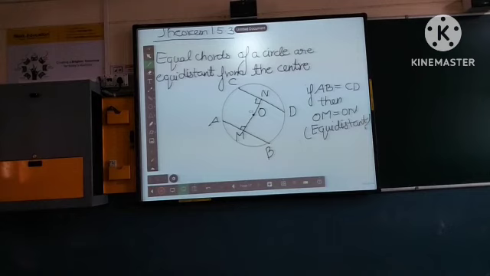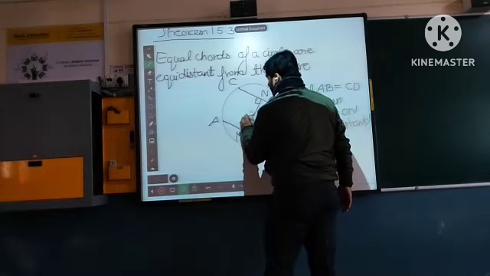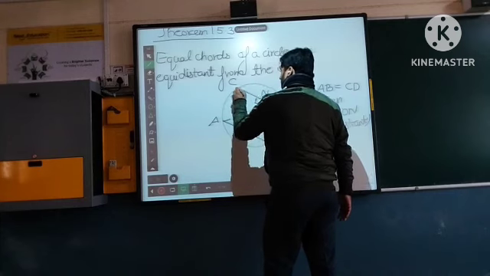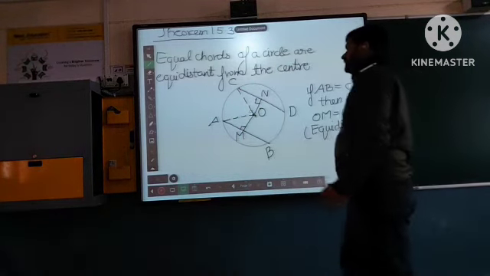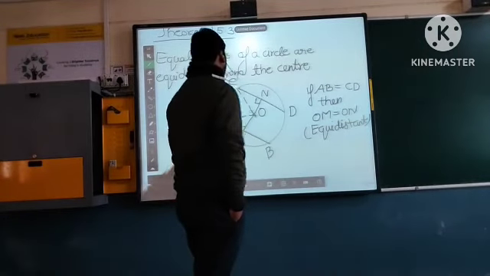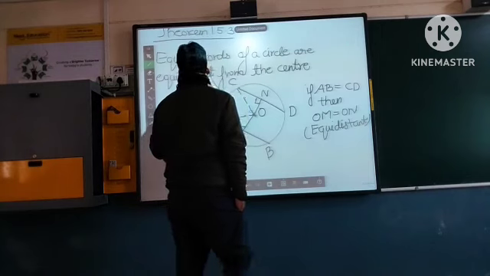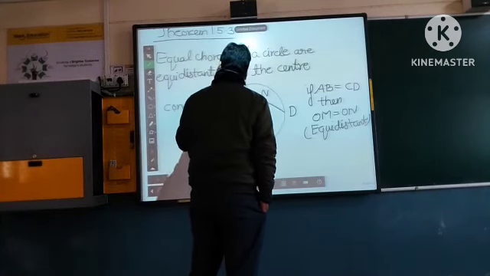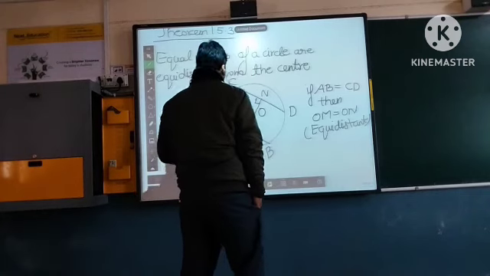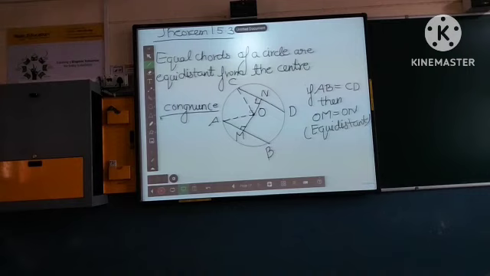Now for proving it, again we will make two triangles by joining O to A, a broken line, you can also draw a broken line, and then O to C. Now we have two triangles. The triangles are OAM and OCN. Initially we have drawn two perpendiculars, OM and ON. OM is perpendicular to AB and ON is perpendicular to CD.